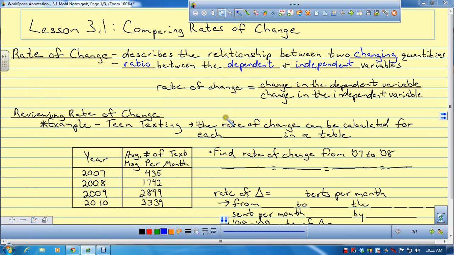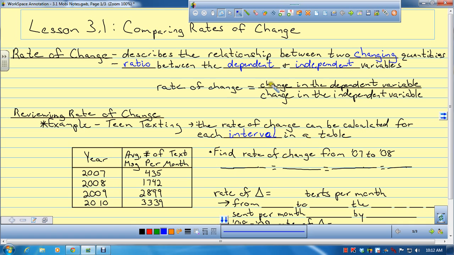Okay, so we're back here. This example, we're going to talk about the rate of change and how it can be calculated between each interval. Because as we said up above, this rate of change doesn't always have to be constant. So let's find the rate of change from 07 to 08.